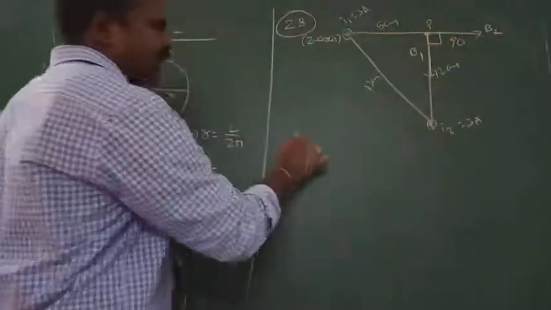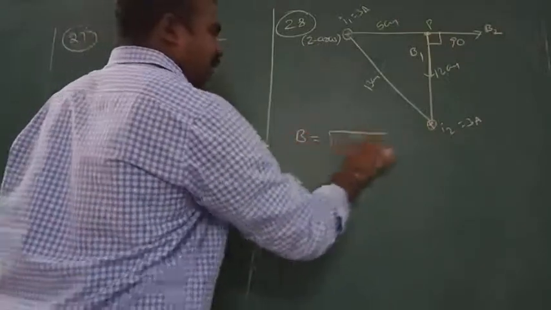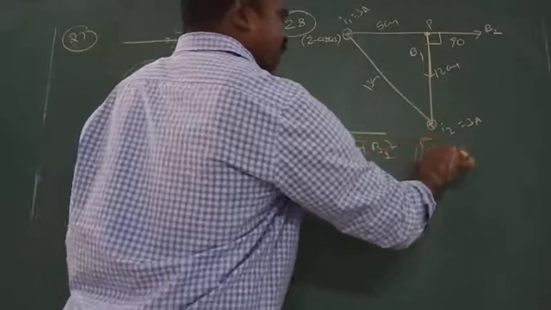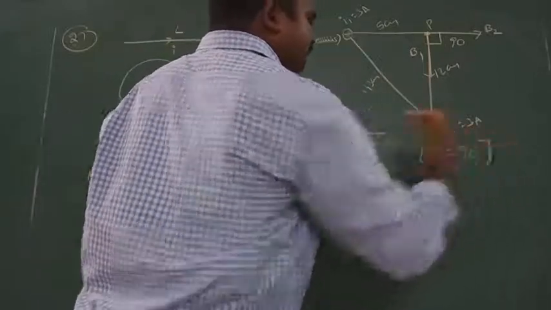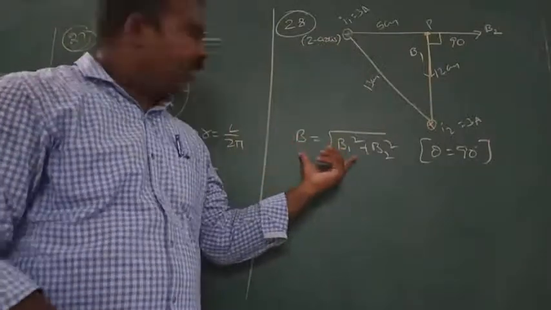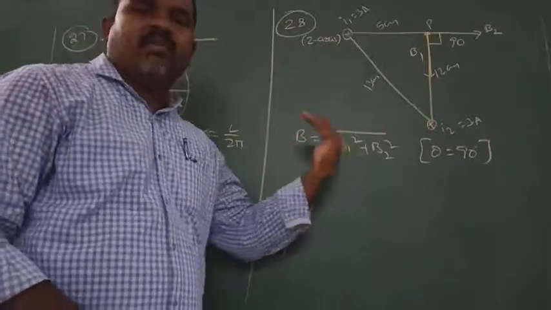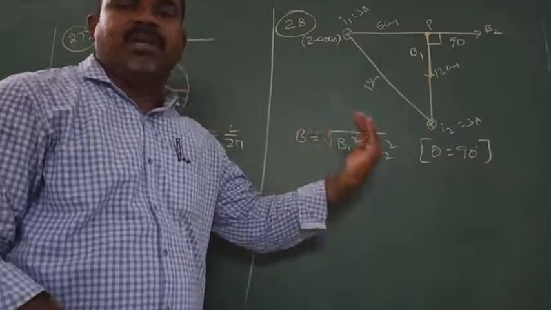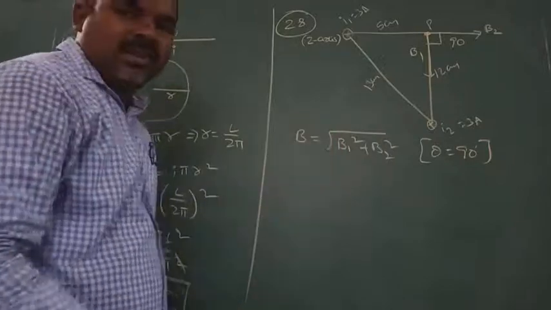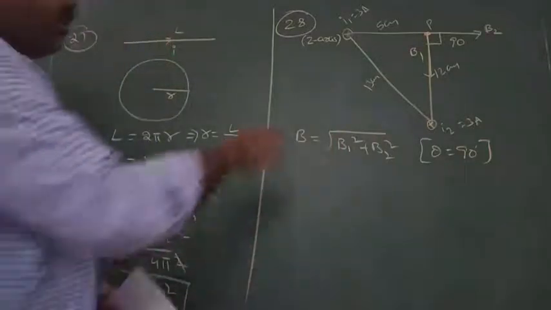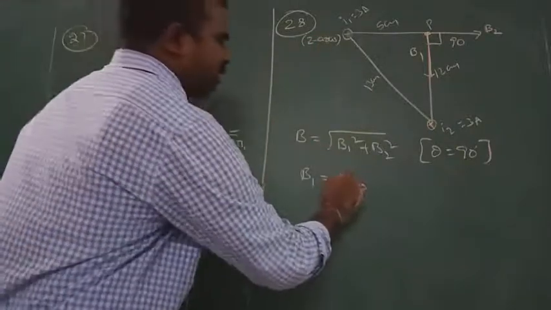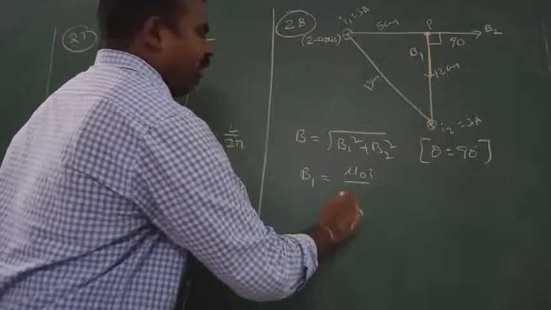These two fields make an angle of 90 degrees. The formula for the resultant is B equal to root over B1 square plus B2 square plus 2 B1 B2 cos theta. Theta is 90 degrees, and cos 90 is 0.